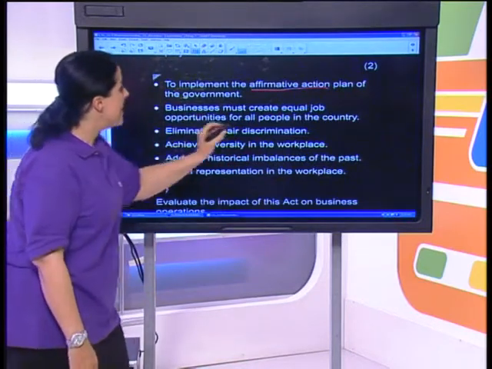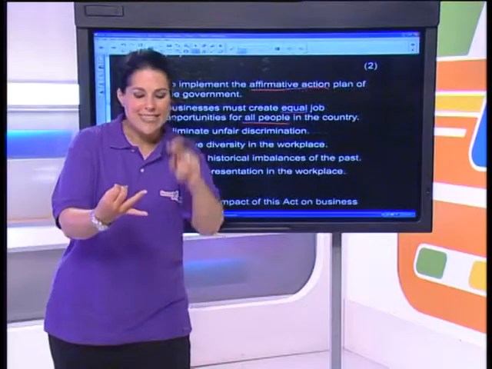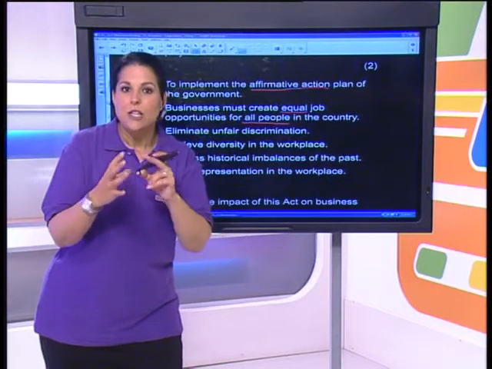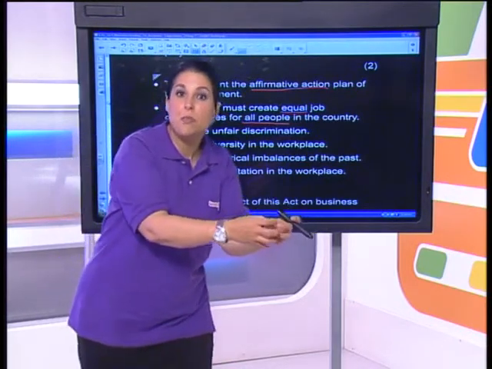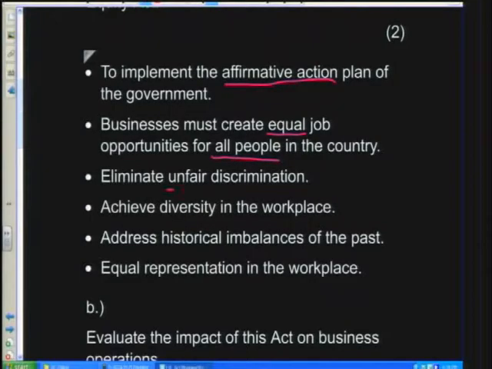Businesses must create, once again, look at this, equal job opportunities for all people. All people meaning all sexes, all races, all genders, all religion, not a specific person or a specific religious group, everyone. Everyone is equal. Eliminate unfair discrimination.